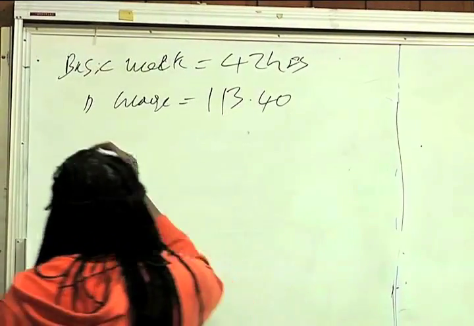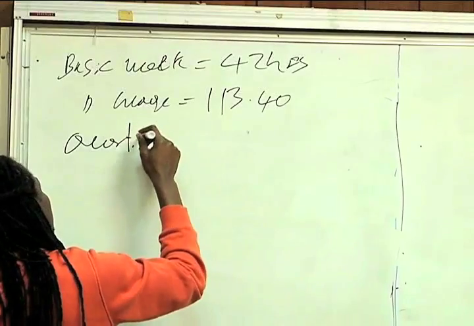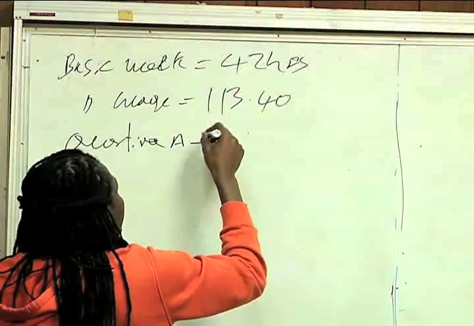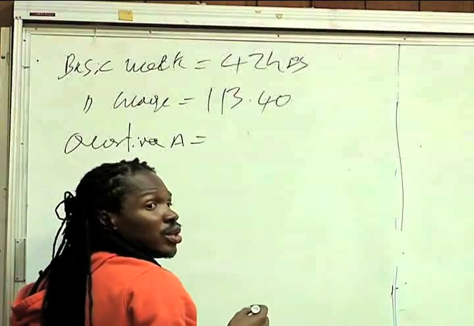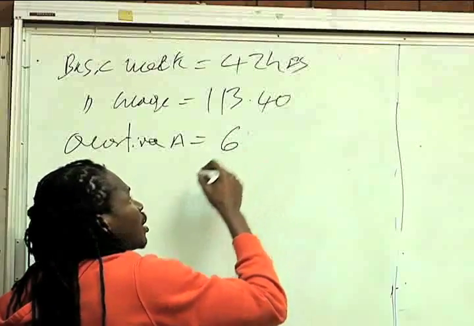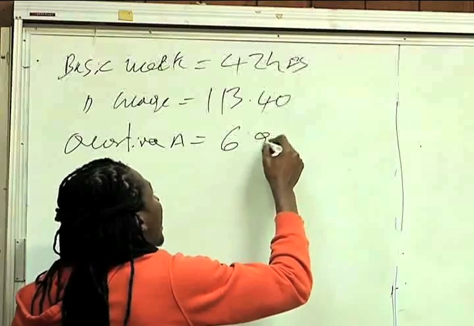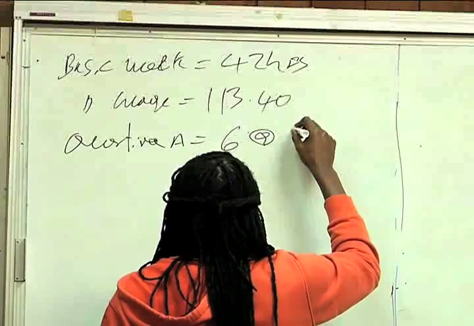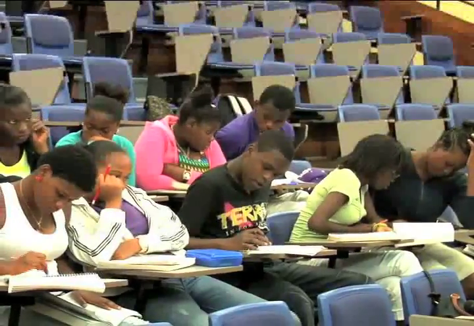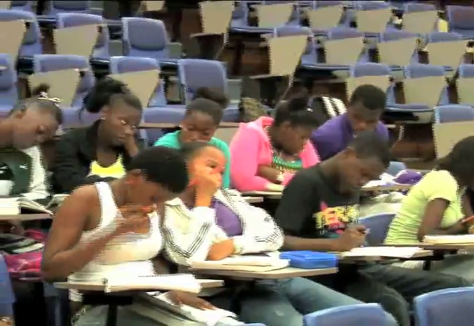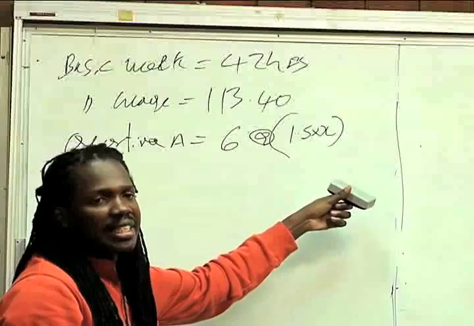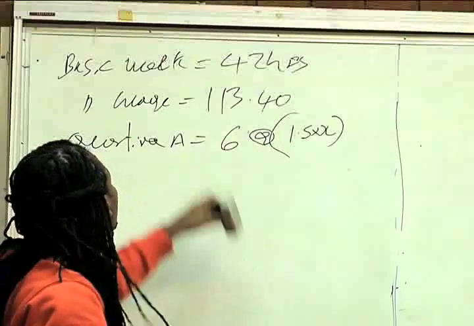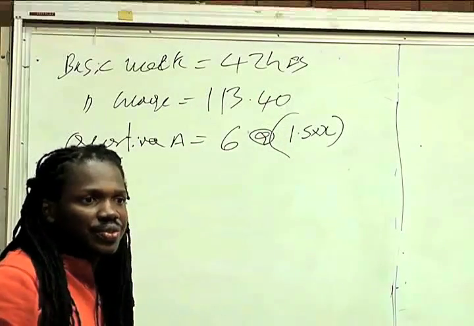Overtime A is equal to 6 hours at time and a half, at 1.5 times x. Why is this times x? Because we don't know his hourly rate. We only know his basic week and his weekly wage.